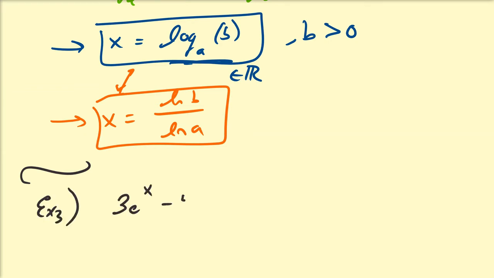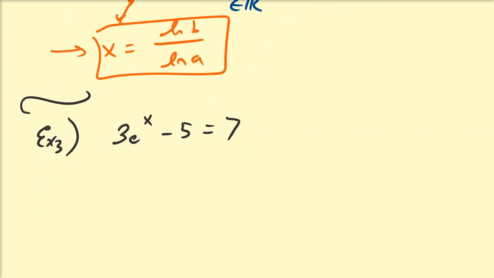3e to the power of x minus 5 is equal to 7. So we're going to begin by isolating this equation for this exponential term, and that's going to give us 3e to the x is equal to 12, which means e to the x must be equal to 4.